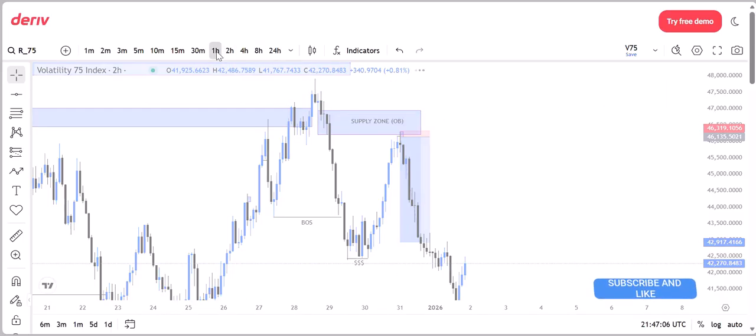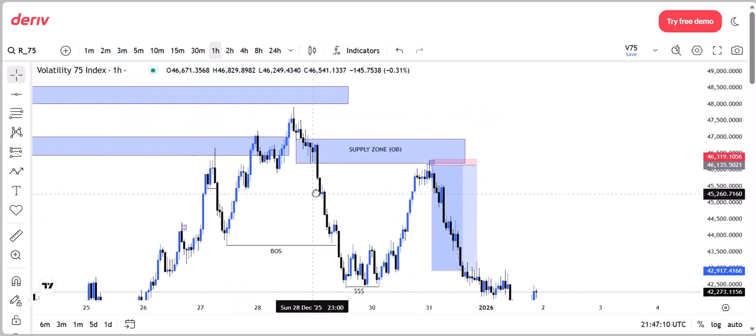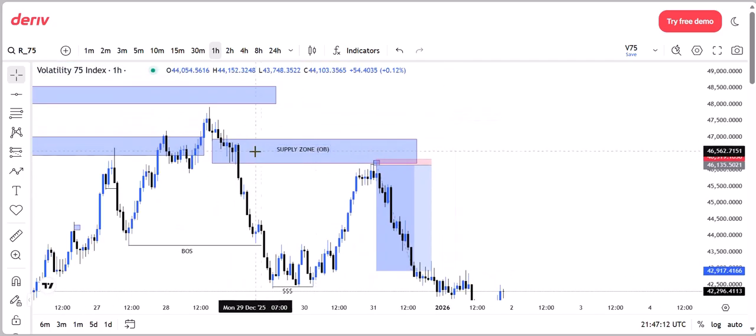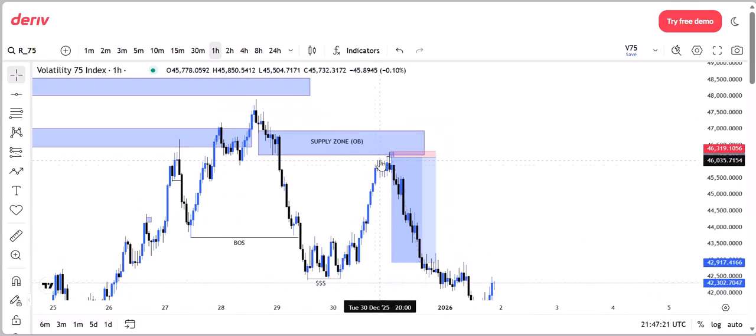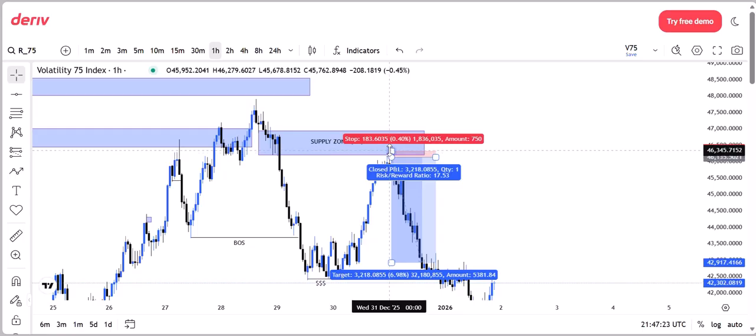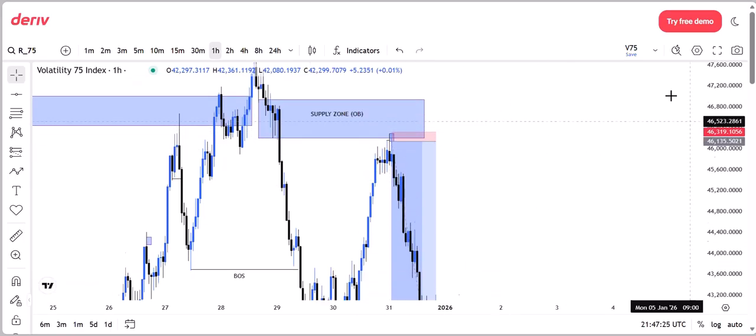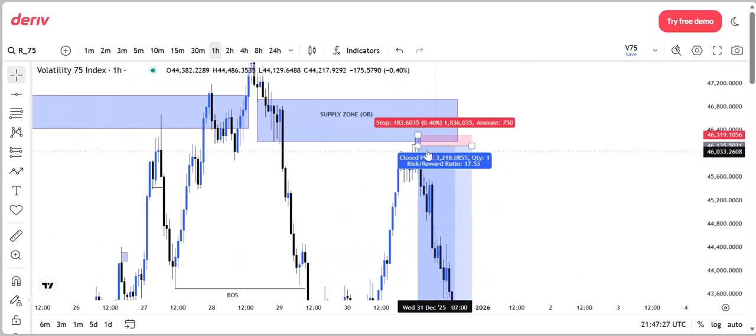So let's go down to our 1 hour. Let's see if we can refine our zone further. Now coming down to our 1 hour, there was actually nothing to refine here, so the zone still remains the same zone, and that's our order block. So we waited for price to come in. So price came in and tapped into our zone. So after price tapped into our zone, what did we do?